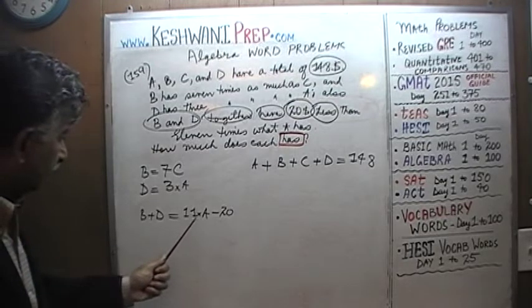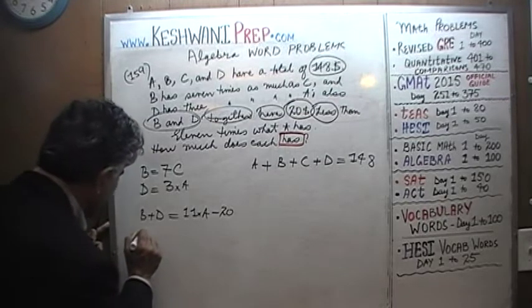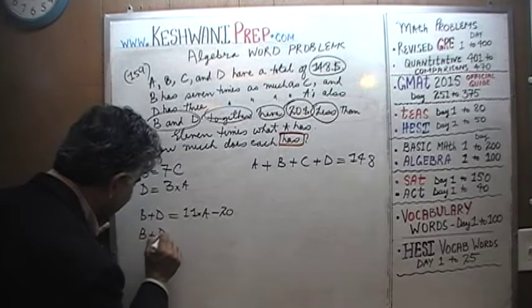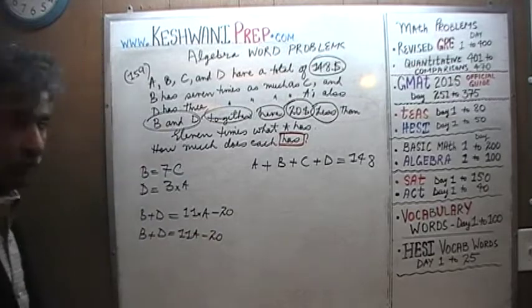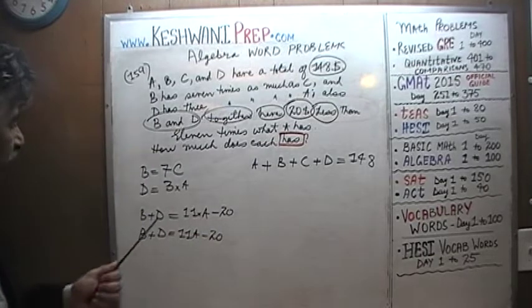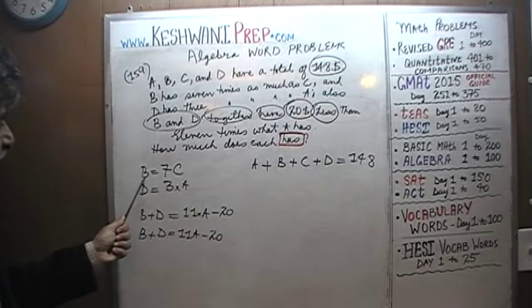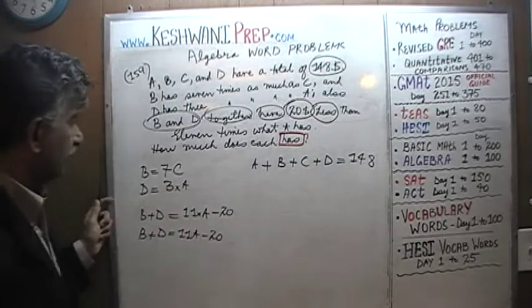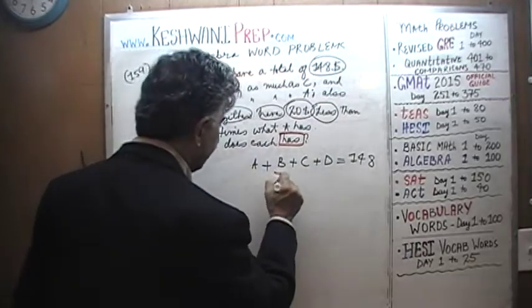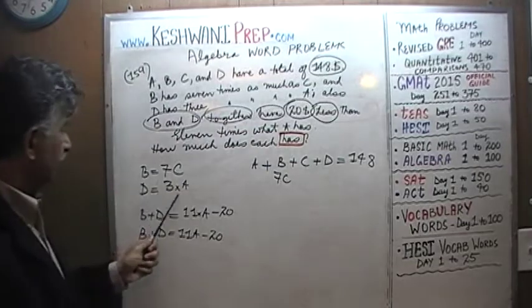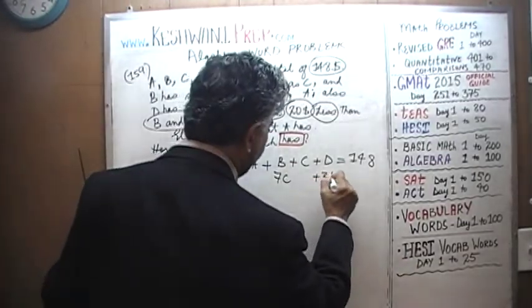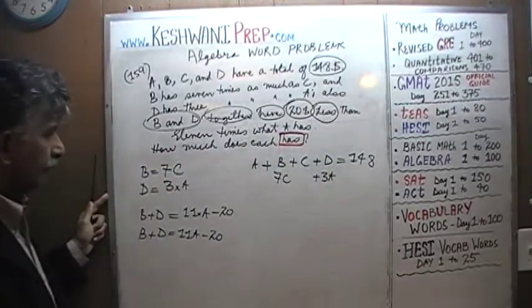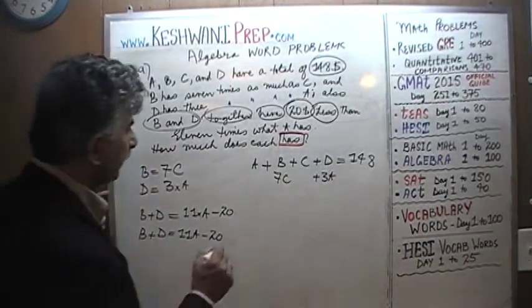Enough of the talk. That's our first equation right here, which is B plus D happens to be 11 times A minus 20. I'm not quite sure where we're going to end up with it, but we'll see what happens. Let's substitute B equals 7 times C, and D equals 3 times A, and see where we get with it.